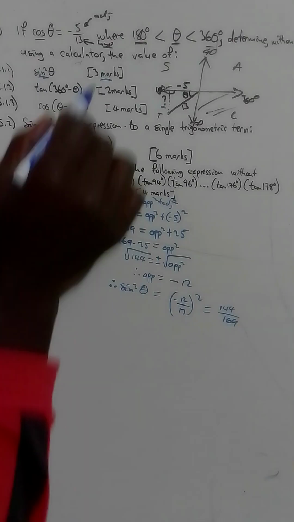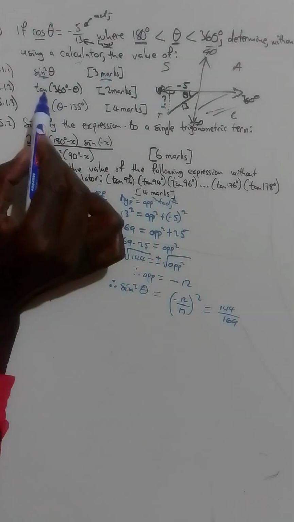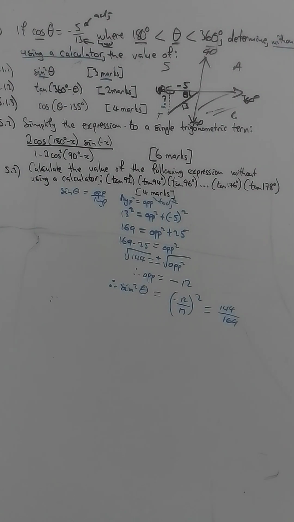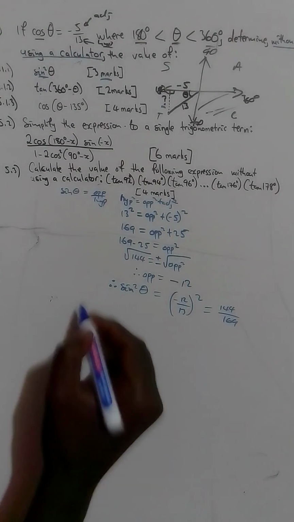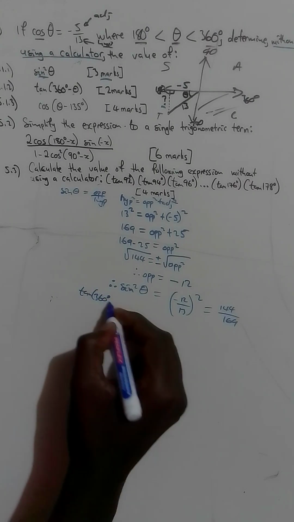And just like that, I get my full marks, 3 full marks. Now, they want the value of tan (360 minus theta). You must not forget they said without using a calculator. If you use a calculator, it's chai. Now, tan 360 degrees minus theta.